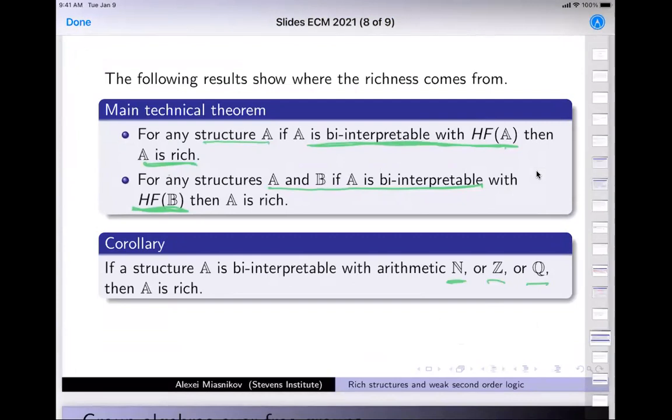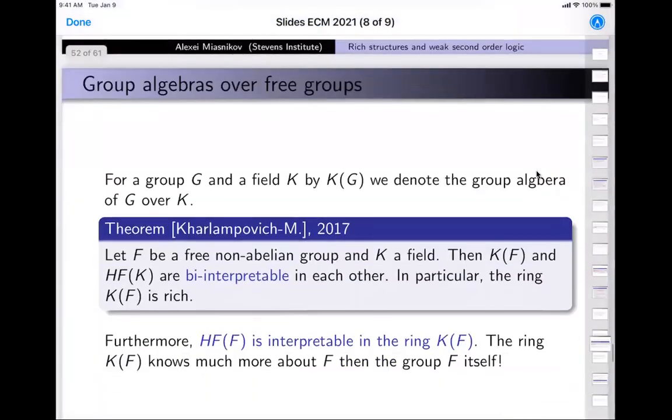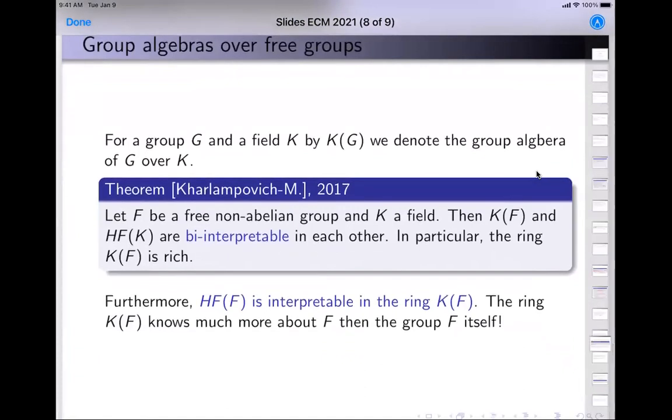But it turns out not. There are a lot of rich structures, I believe more than just those which are rich because they're interpretable with Z. For example, and this is the result I would like to talk about a little bit. We proved with Olga Kharlampovich a couple of years ago that if you have a free non-abelian group F and K is a field, then the group algebra K of F, where you take formal sums of elements from F with coefficients from K, and you multiply and add as usual, this ring in the language of rings and HF of K are bi-interpretable into each other.